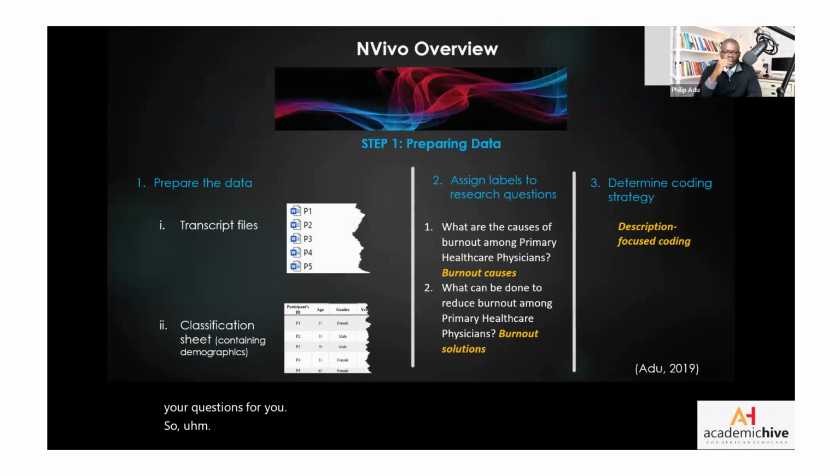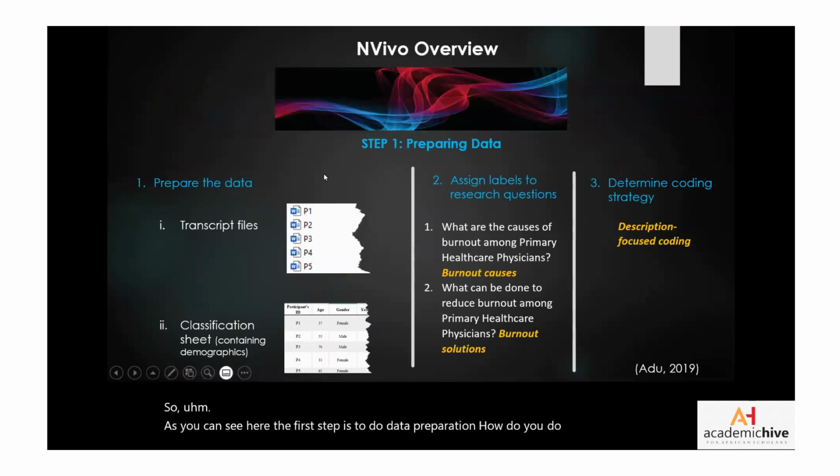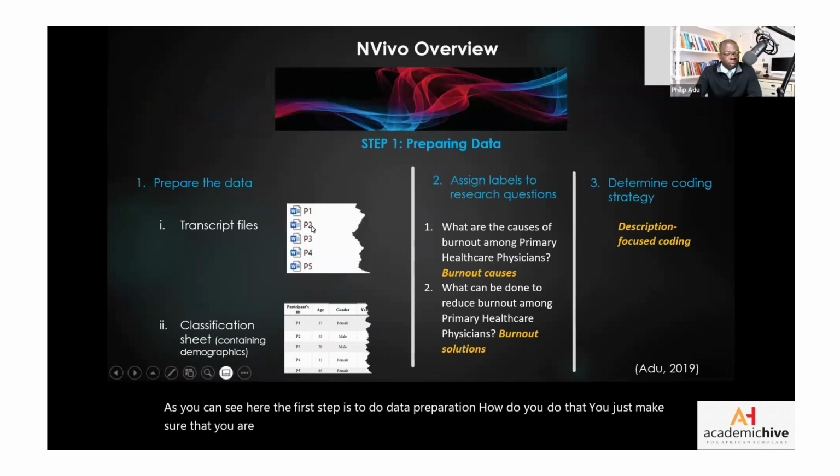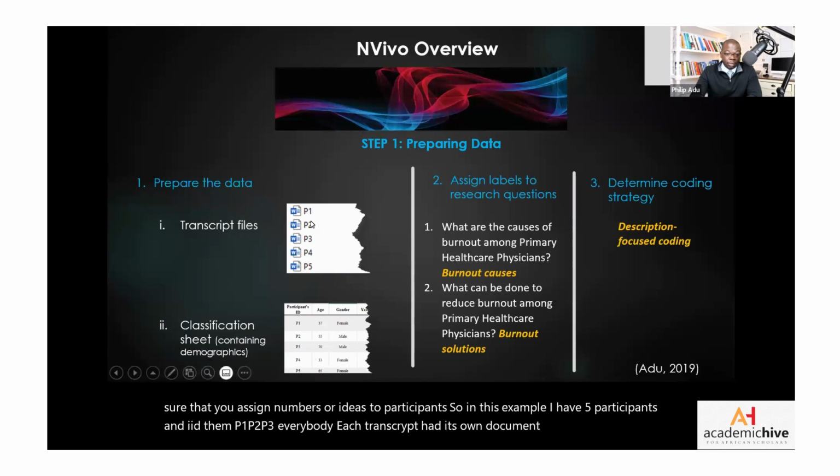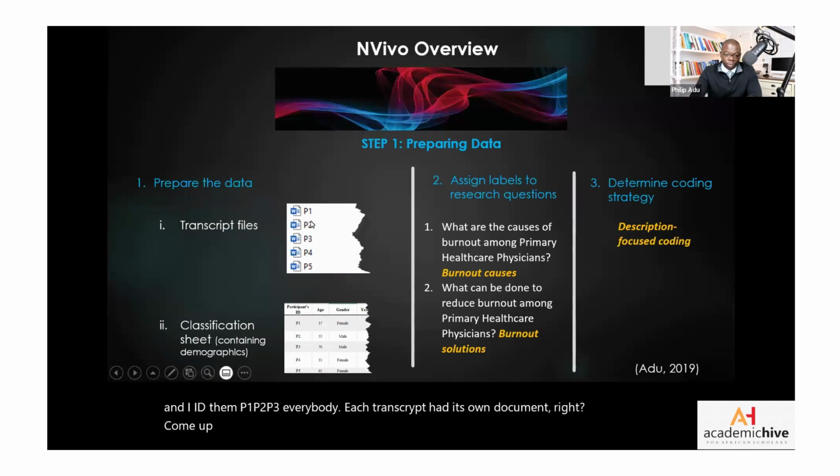As you can see here, the first step is to do data preparation. How do you do that? You just make sure that you assign numbers or IDs to participants. In this example, I have 5 participants and I ID them P1, P2, P3. Each transcript has its own document, right? You can come up with any kind of ID.